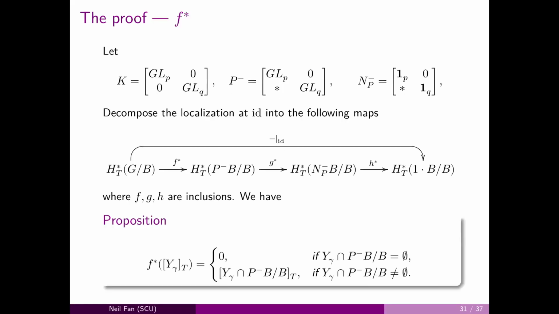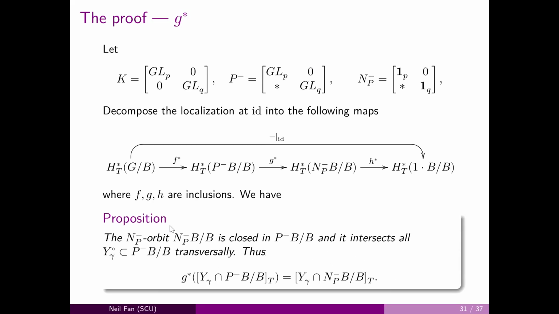To study f*, note that P⁻B/B is an open neighborhood of the point in G/B. So the restriction is just intersection. And since we consider v_γ to be the identity, this intersection is always non-zero. So this is f*.